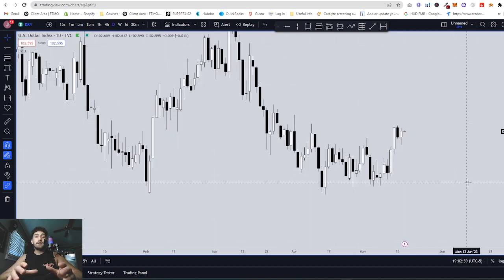Also, to add on to the narrative and framework that I am bearish on GBP USD and Euro USD this week, I look at the DXY, right, which is the dollar index.